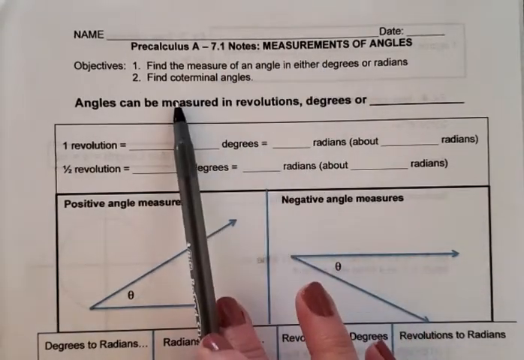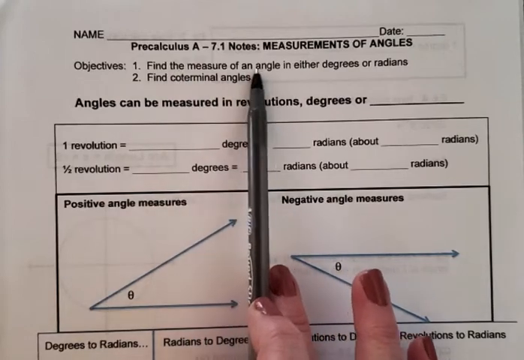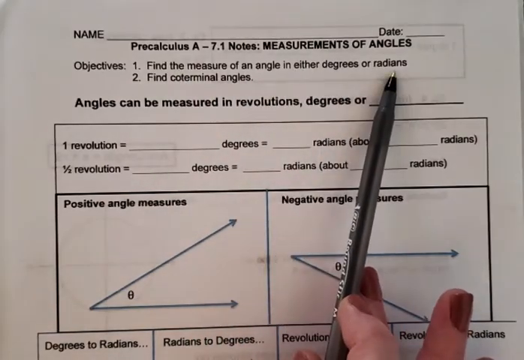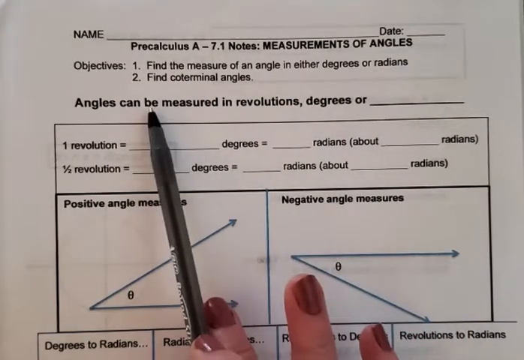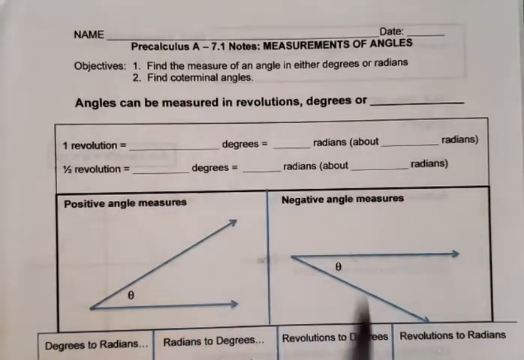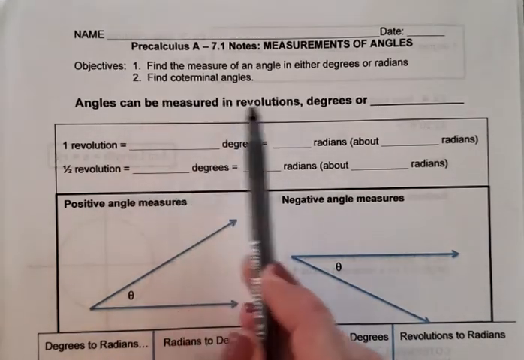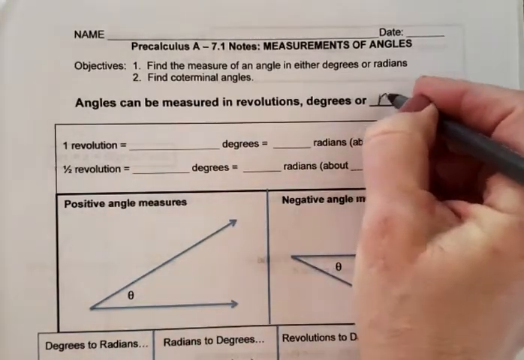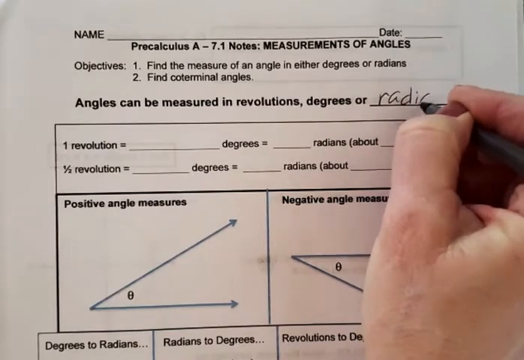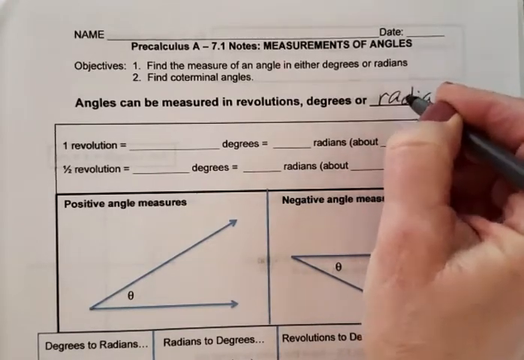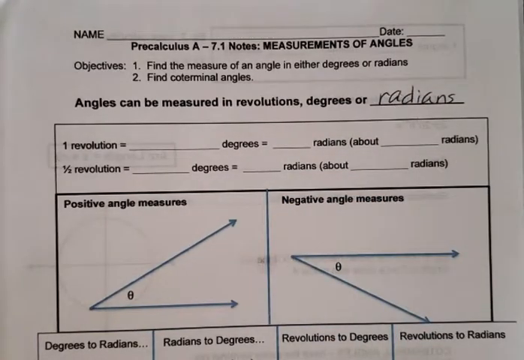I will be presenting your lesson on section 7.1, measurements of angles. In this lesson we'll be learning how to convert angles back and forth from degrees to radians, and we'll also find out the meaning of coterminal angles and how to find coterminal angles. First of all, angles can be measured in different units: revolutions, degrees, or radians. Just like lengths can be measured in inches, meters, or feet, there are different units for angle measures as well.